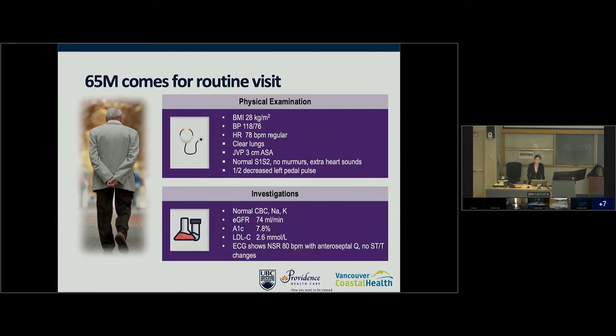Now, in terms of your investigations, you look at his lab work, and you see that his renal function is good. You see that his A1C is 7.8%, his LDL is 2.6, and his ECG just shows evidence of a prior anteroseptal infarct with Q waves in the anteroseptal leads. So for the astute physicians out there probably looking at those numbers, you've probably noticed that the A1C is a bit above target and that the LDL is above target as well, right?